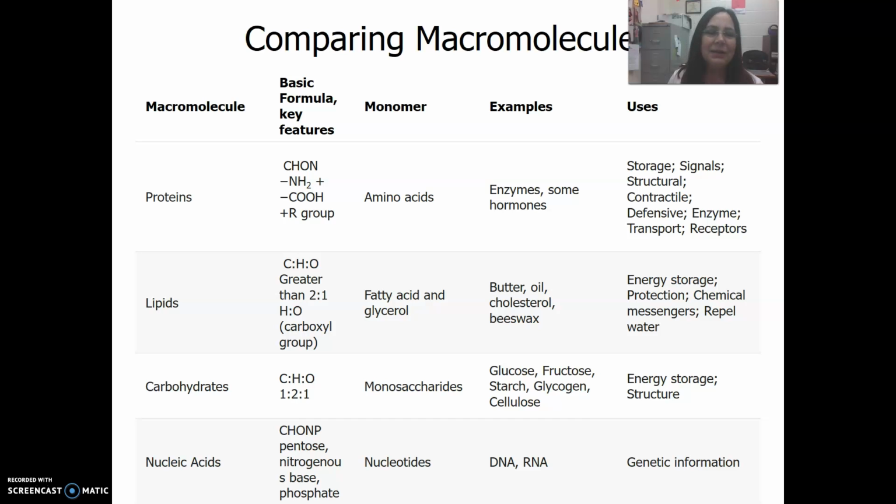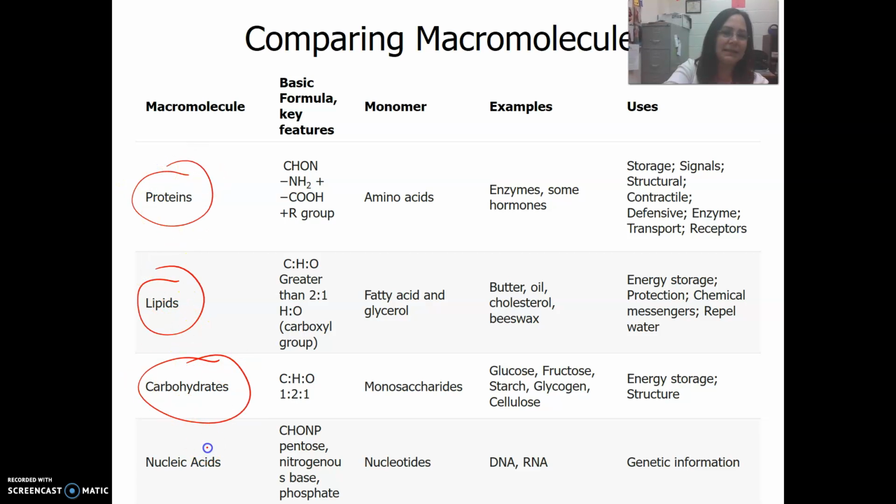This is a comparison chart of the 4 basic macromolecules. We've got proteins, lipids, carbohydrates, and nucleic acids. Excuse me. The monomers of proteins are amino acids. Examples are enzymes, some hormones, some structural proteins, some are antibodies or immunoglobulins, some are for transport, like hemoglobin. There's numerous examples of proteins.